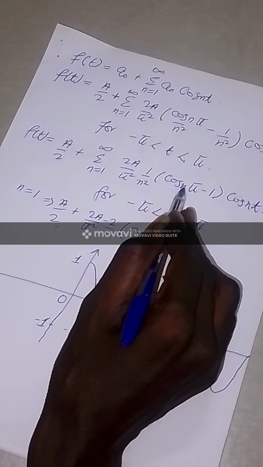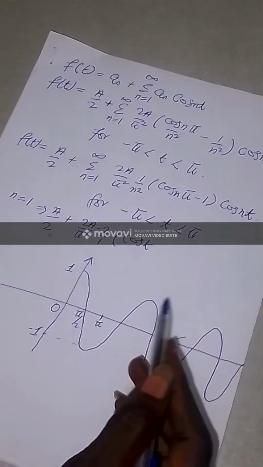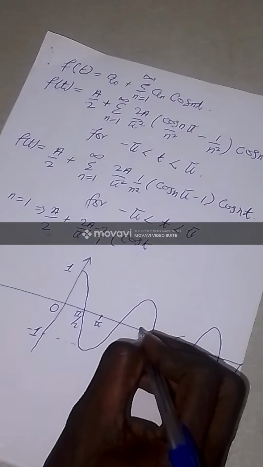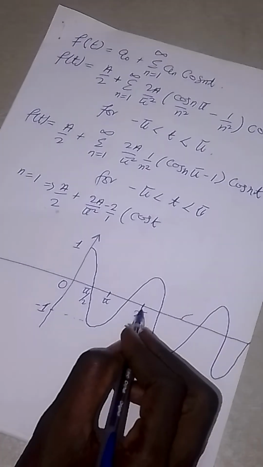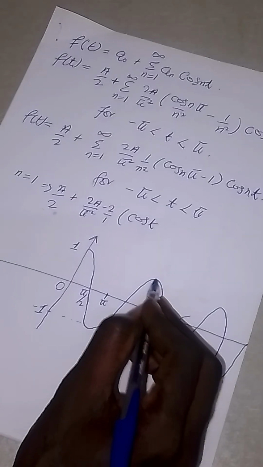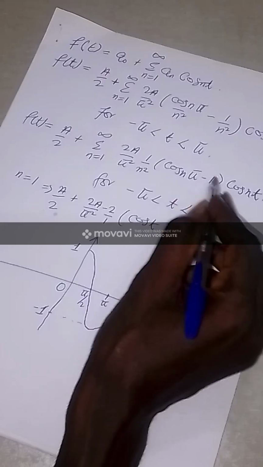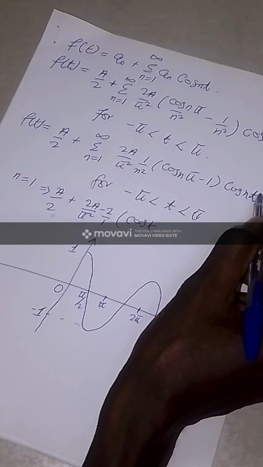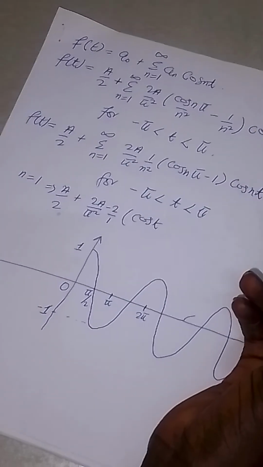If n is 2, that means that I'll have what? Cos 2 pi. Let's see what is the value for cos 2 pi. If here is pi, then here will be 2 pi. The value for cos 2 pi is 1. If I put 1 here, that means that 1 minus 1 is 0, so the whole function will go to 0. So whenever I have any 2 pi, it will go to 0. So I have to forget about 2 pi.